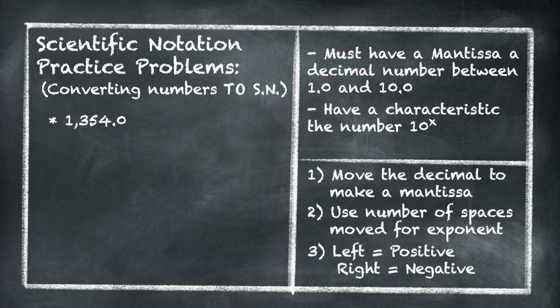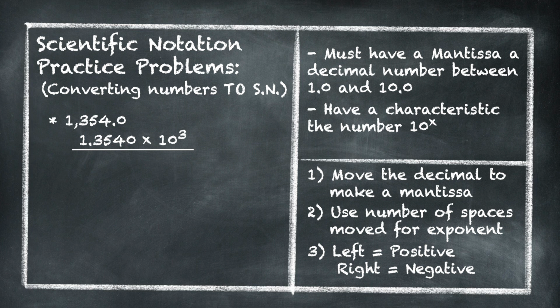1354.0. In order to convert this to scientific notation, I'm going to move my decimal place 3 spots to the left. This gives me 1.3540. Okay, I moved it 3 spots, so my characteristic is 10 raised to the third power. Because I moved it to the left, it's going to be a positive 3. So if I combine these together, my scientific notation for this number would be 1.3540 times 10 to the positive third power.